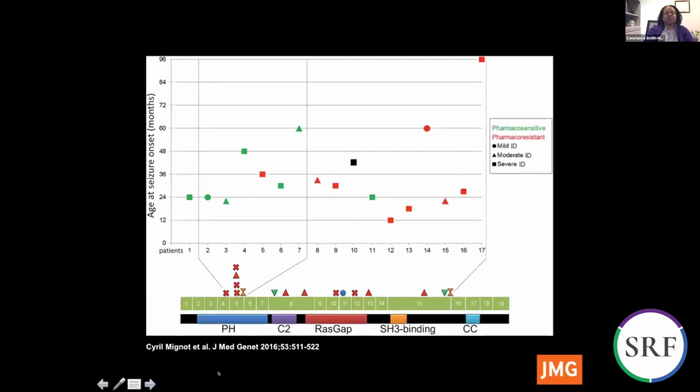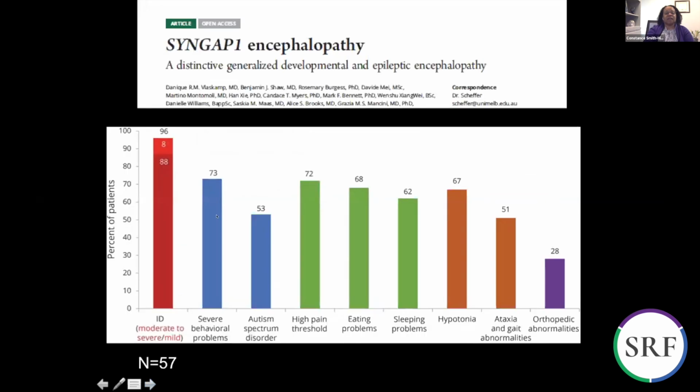Although there is still a lot of work to be done with regard to phenotype-genotype correlations, Cyril Mignot's group suggests that patients with pathogenic variants in exons 4 and 5 are more likely to have pharmacosensitive epilepsies. The take-home from this slide really is that SYNGAP1 is a multi-systems disorder. We see large involvement in brain-based features. There's some GI involvement and some bone or skeletal features that have also been identified.